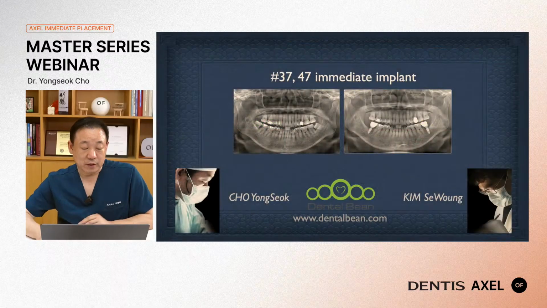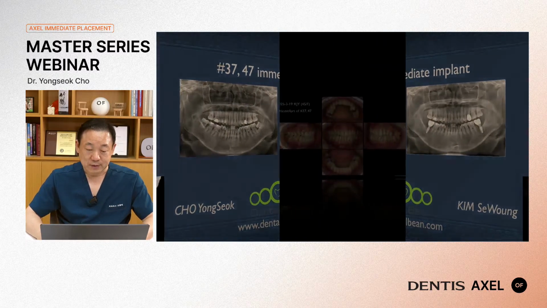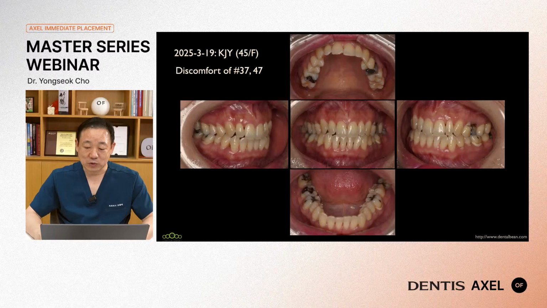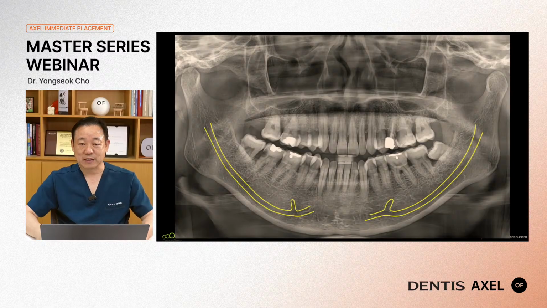Next case is a second molar case. The patient was a 49-year-old female who complained of discomfort in the left and right mandibular last molars. Look at the panoramic image. We can see secondary caries of the second molars in both sides of the mandible. Okay. And the mandibular canal was traced like this.